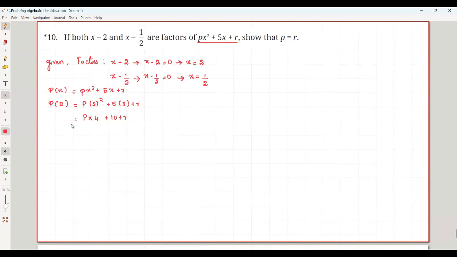So now p into 4, we can write it as 4p, so 4p plus 10 plus r. Now this is our P of 2. And next, we have to find out P of 1 by 2. So next we can go with P of 1 by 2.